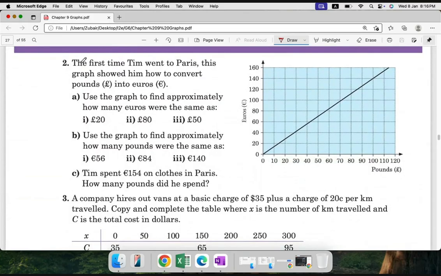The first time Tim went to Paris, this graph showed him how to convert pounds into euros. You must have gone through this in real life as well, with money exchange conversions. Use the graph to find approximately how many euros were the same as 20 pounds. Pounds is on the x-axis. This is 20. Against 20, I go there. This is 24.